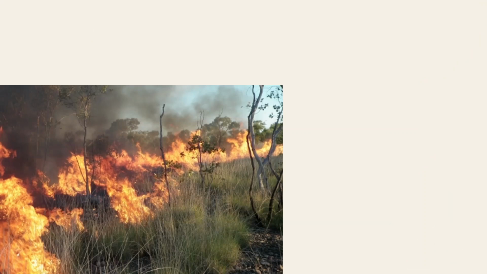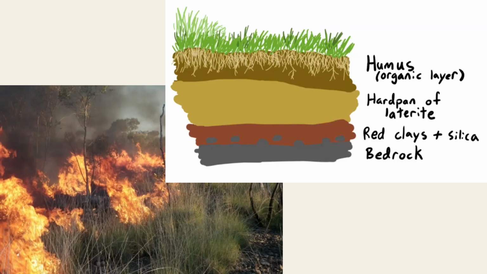Also, the fires in the tropical savanna areas are important for the regulation of the environment and the ecosystem. And because of the changing weather and the conditions around the ecosystem, the soil has layers, as we can see in the image.